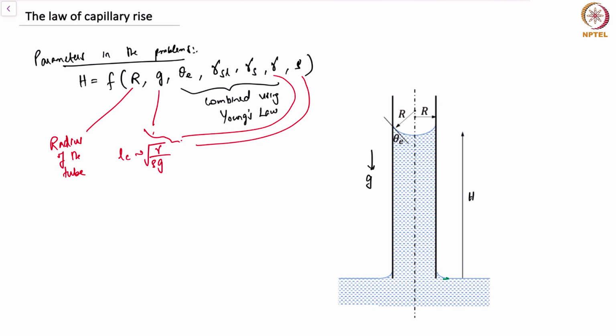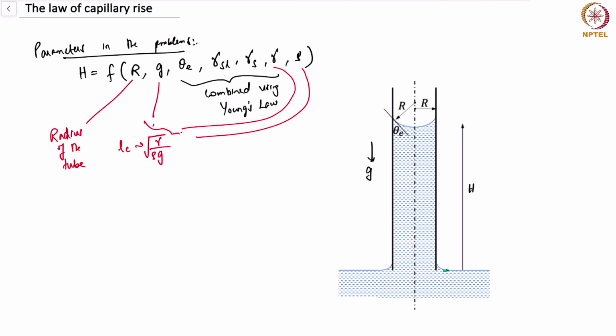If the radius of the tube is much smaller than the capillary length, then surface tension dominates and the fluid can rise to a great height. And if the radius of the tube is comparable to or much larger than the capillary length, then gravitational effects dominate and gravity pulls the column of fluid inside the tube down, and therefore the height would be very low.